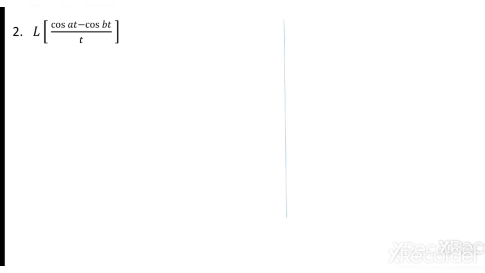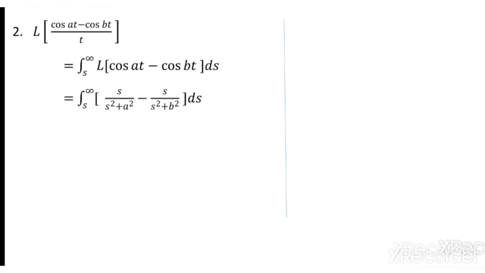Let me take one more: cos a t minus cos b t by t. Again the same rule we have to apply. First find the Laplace transform of cos a t minus cos b t. Once you get that, integrate it between the limit s to infinity. So here we have s by s square plus a square minus s by s square plus b square.